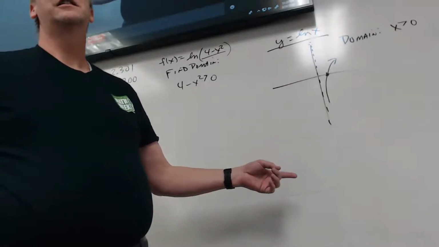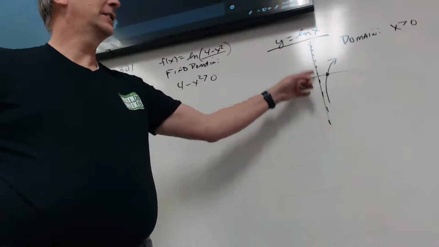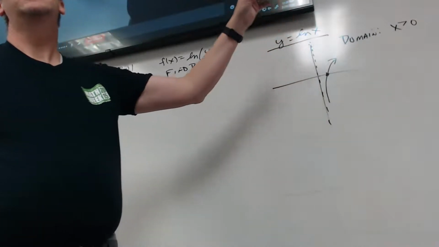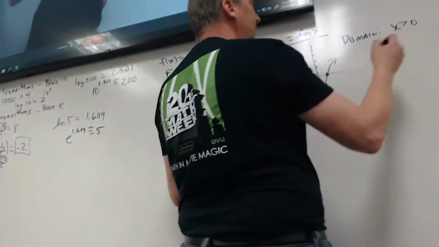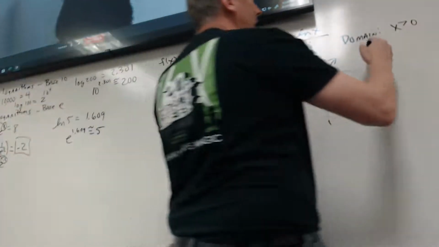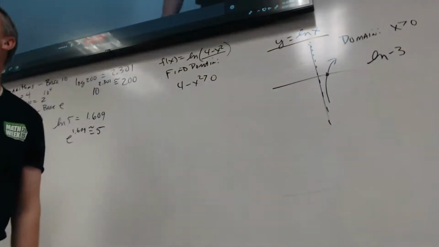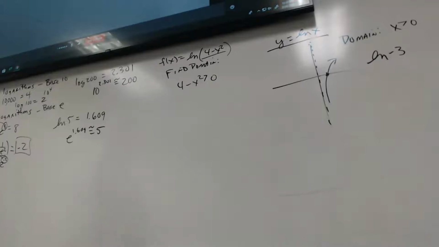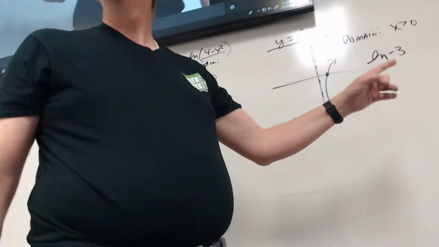What's that dotted line? That's an asymptote. I have an asymptote at x equals 0. So just for fun, if I asked you what the ln of -3 was, you would say, that's impossible. Well, impossible is not quite what I was looking for. Undefined.